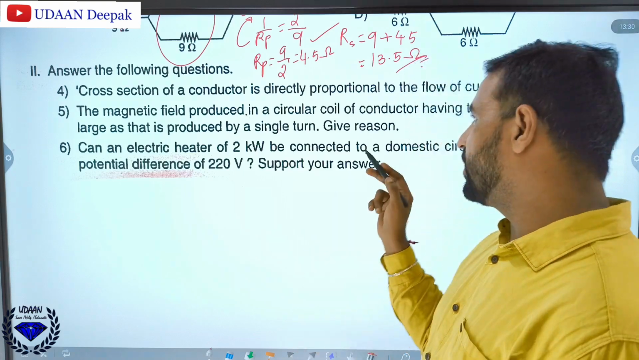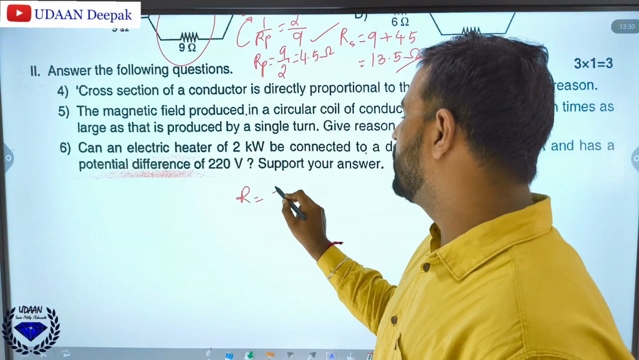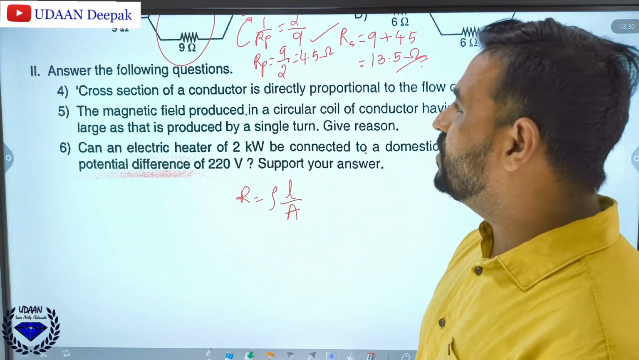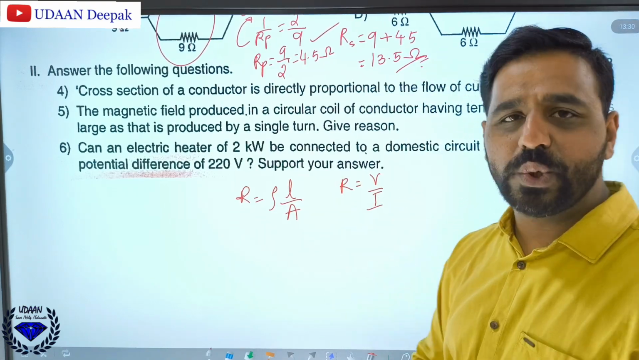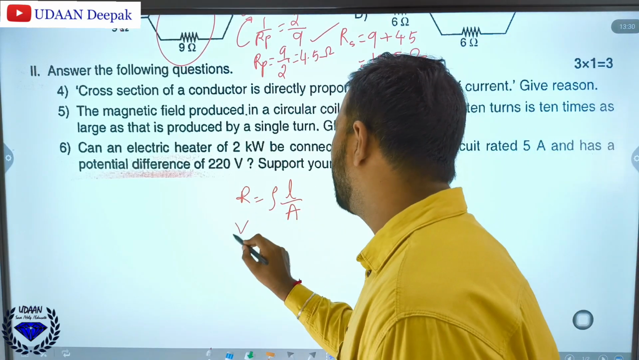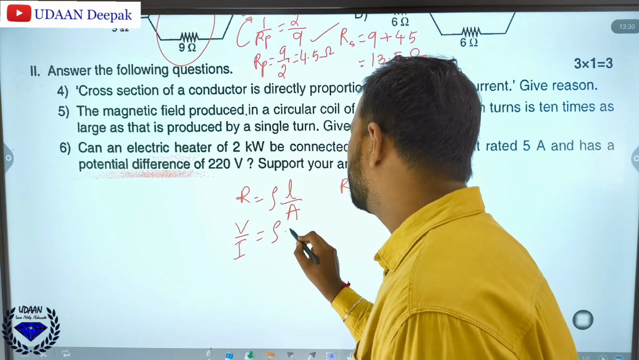So that is what you should write. So how to write? See, R is equal to rho L by A. Now you see here, what is the formula for R? R is equal to V by I according to Ohm's law. Now you write V by I here. So V by I is what?